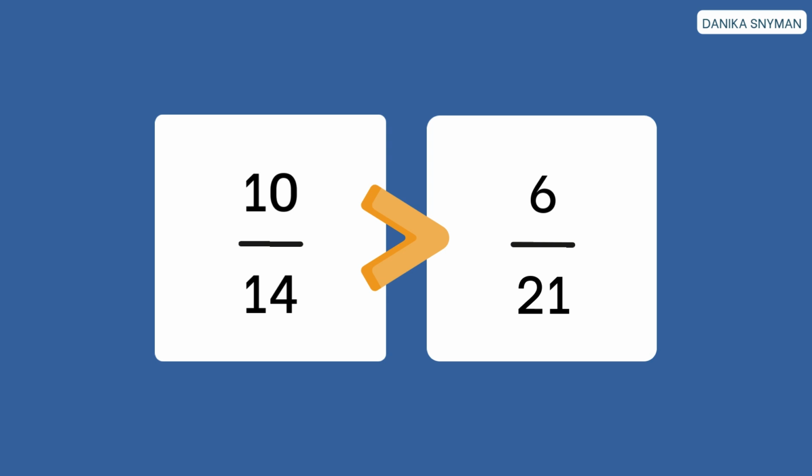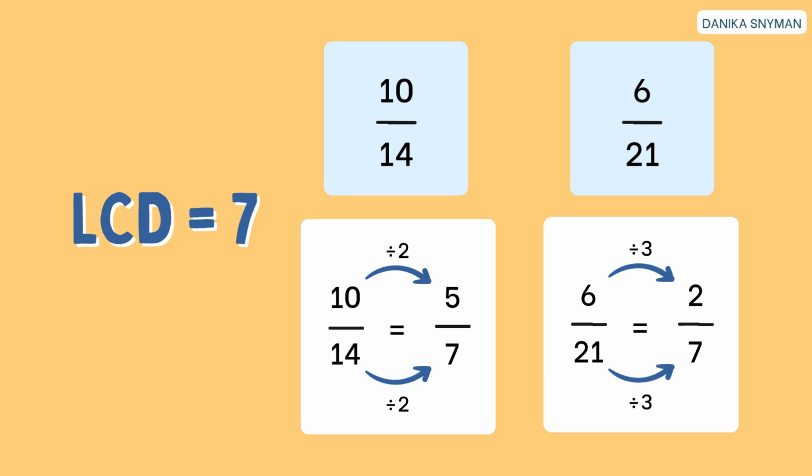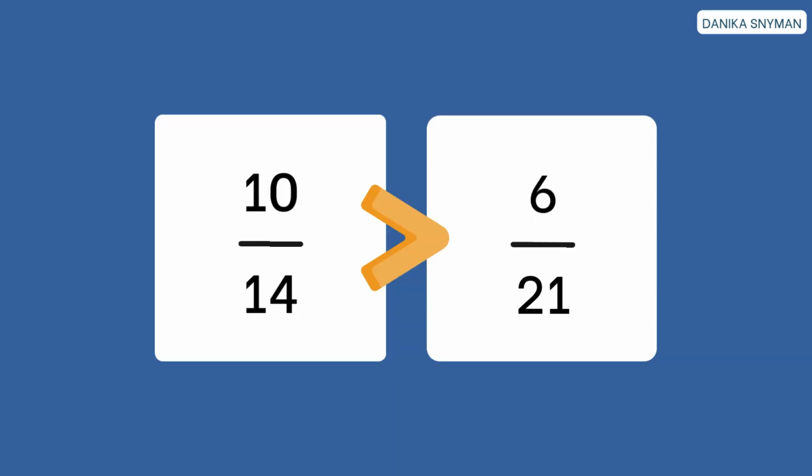So now we can see 10 on 14 is bigger than 6 on 21, because if we go back, 5 on 7 and 2 on 7, you cancel out the denominators now, and is 5 or 2 bigger? 5. So that means, look on the top square, 10 on 14 is the 5 on 7. So we know 10 on 14 is bigger than 6 on 21.